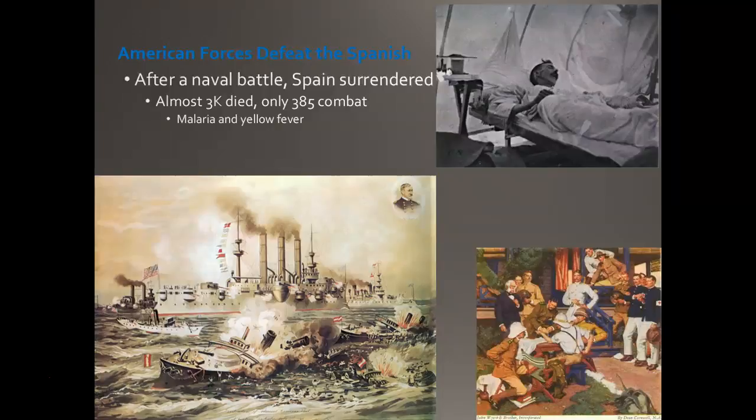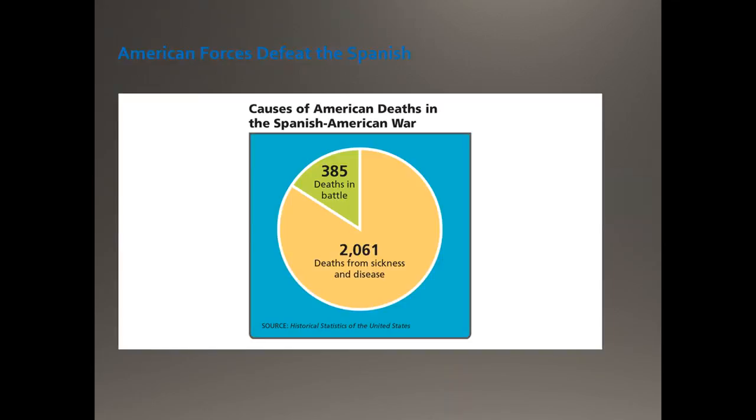Now, in the Spanish-American War, we only have 3,000 dying, but only 385 died in combat. Most of the others actually died from what the examples here are showing you, malaria and yellow fever. Both of those were passed from one person to another, with mosquitoes as the carrier. Here's an example showing the sickness and diseases. We can obviously see a whole lot more died from sickness and disease than from deaths in battle.